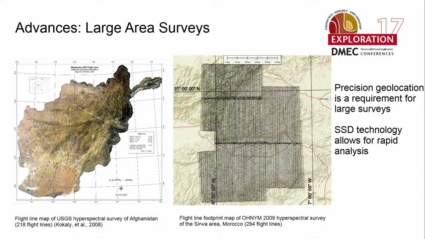This survey is actually about the same volume of data. This was the ONAM, the natural resource organization within the Kingdom of Morocco. They contracted a very, very large survey covering only about 12,000 square kilometers, but at much higher resolution. But you can see the huge number of flight lines. Every pixel has to be spatially orientated correctly. So precision geolocation is key. And to process the volume of data, SSD technology allows us to do it very rapidly.